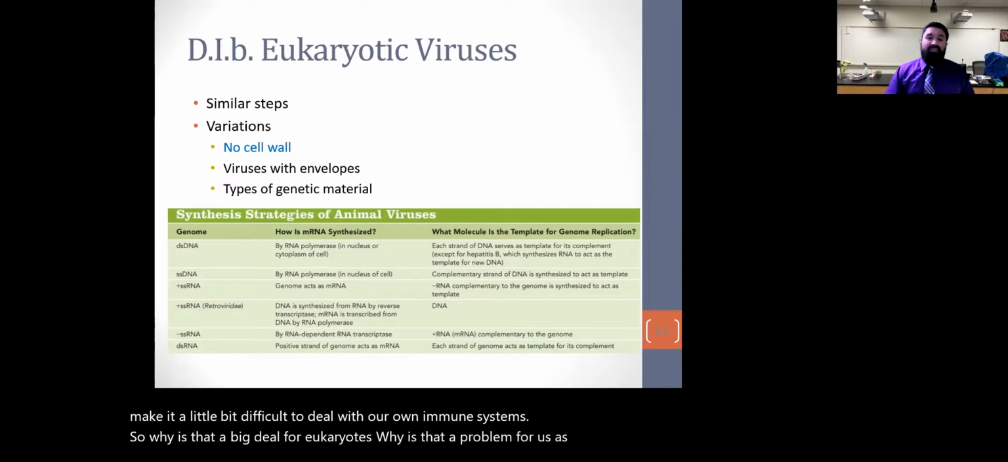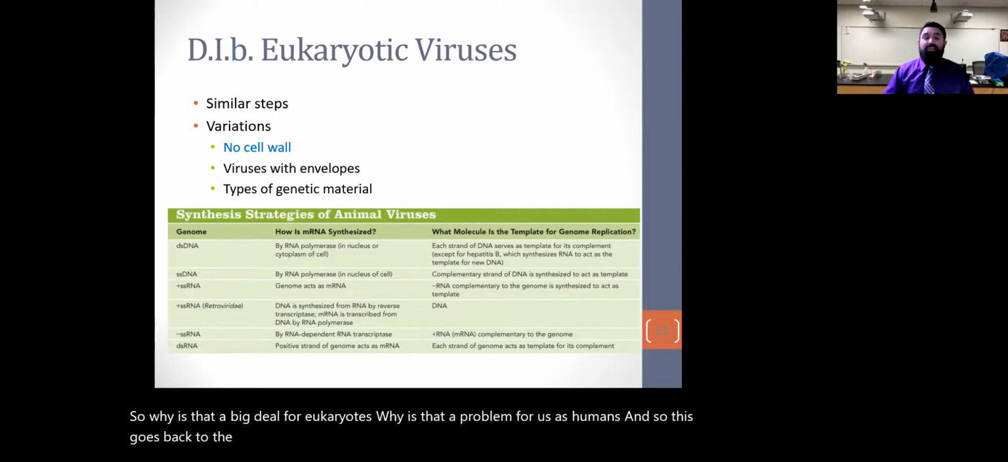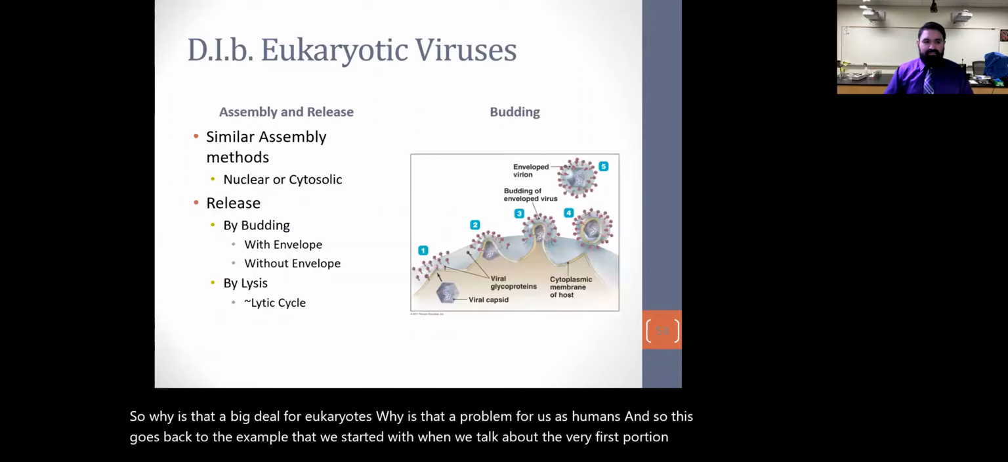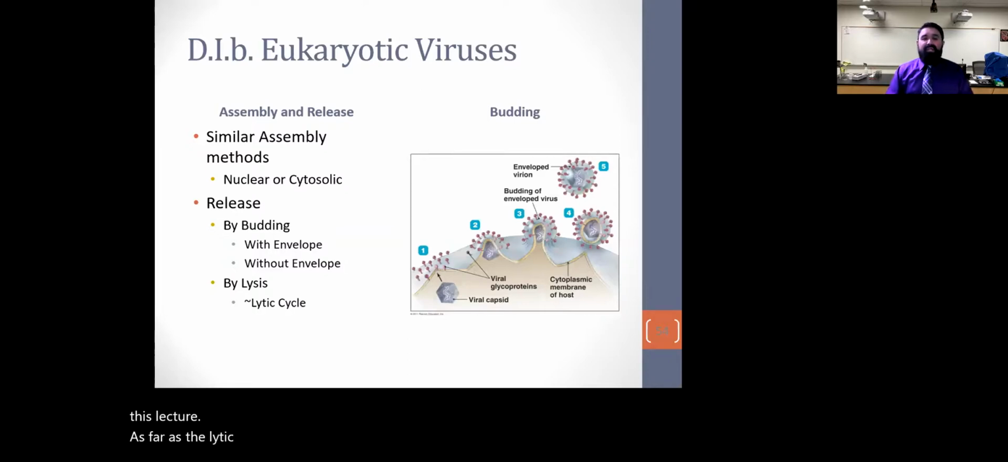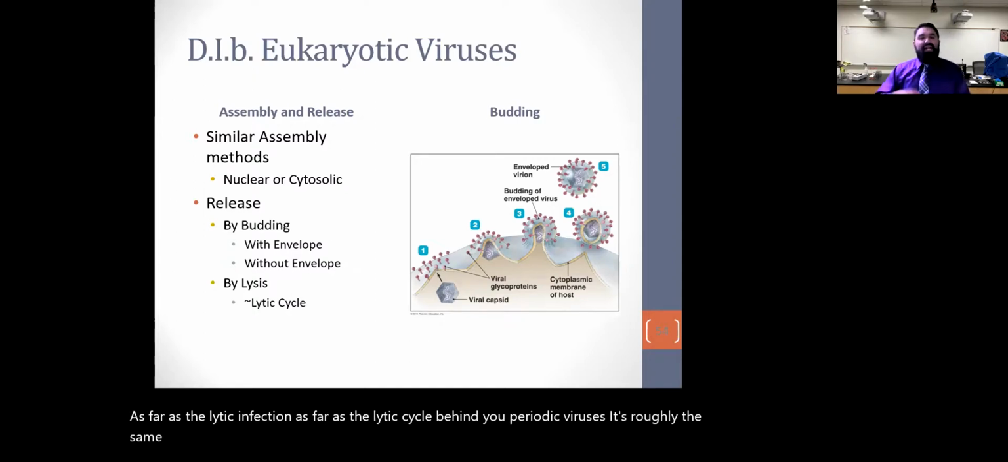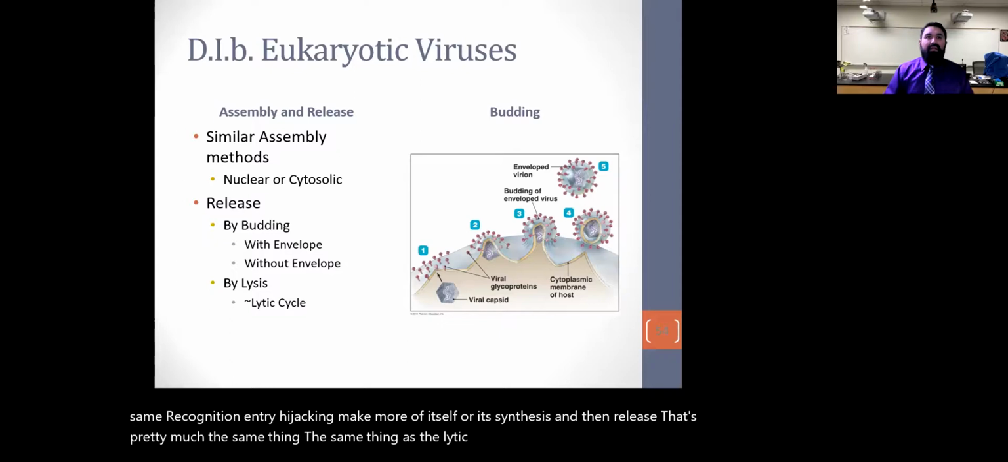And so this goes back to the example that we started with when we talked about the very first portion of this lecture. As far as the lytic cycle behind eukaryotic viruses, it's roughly the same: recognition, entry, hijacking, make more of itself for its synthesis, and then release. That's pretty much the same thing as the lytic cycle in prophages.